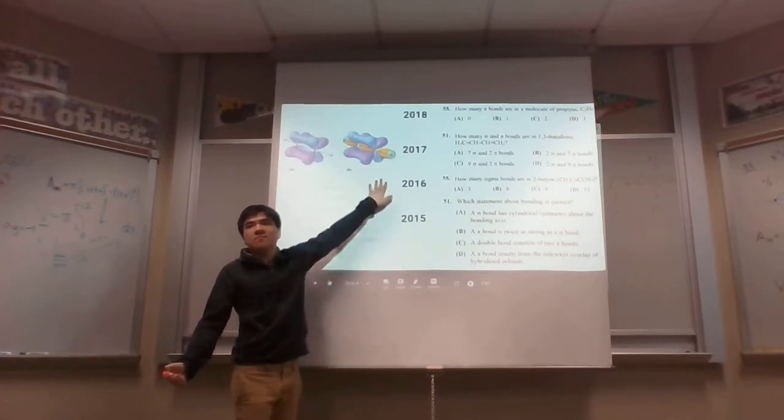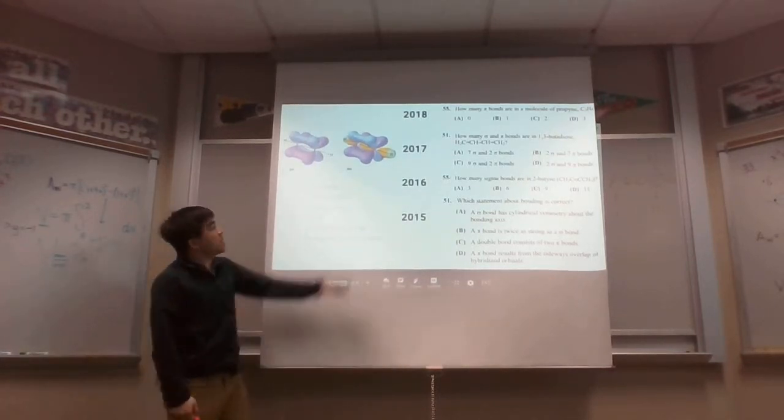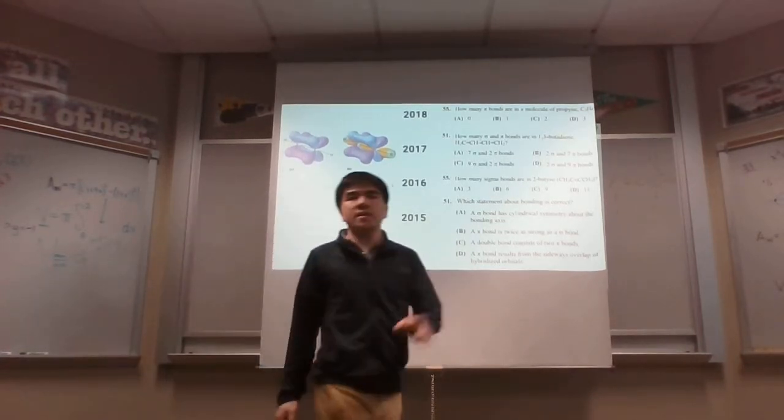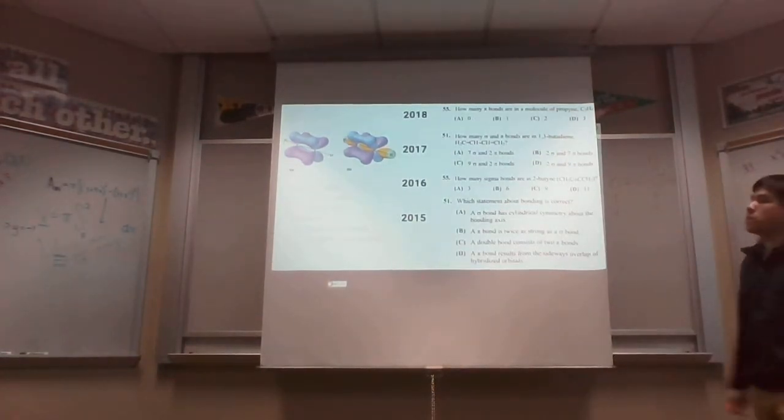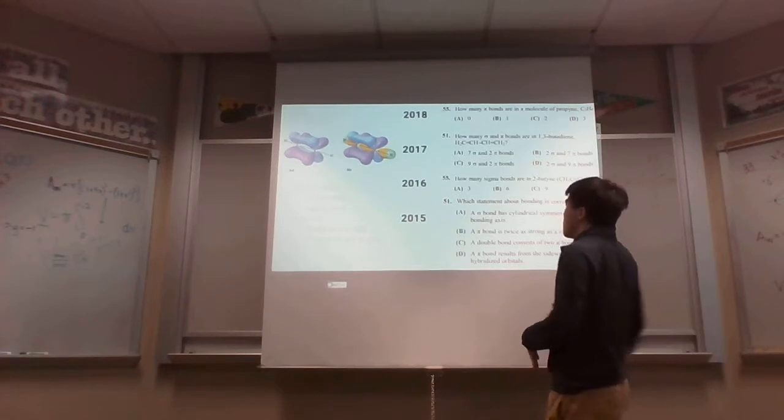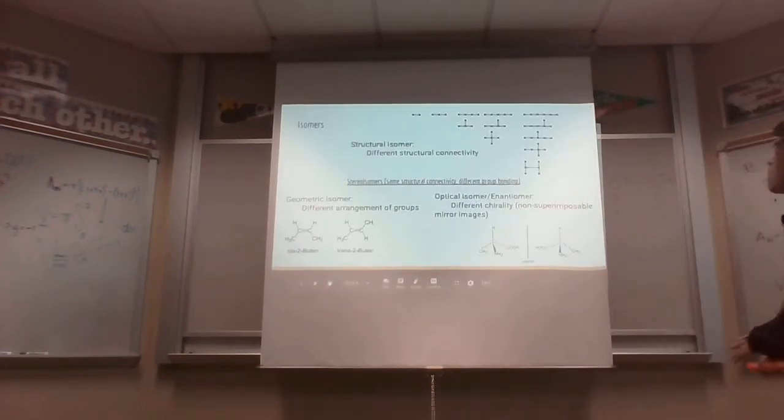Is it the purple one or the yellow one? It is the yellow one. The yellow one is the sigma one. Sigma is along the axis, it's the yellow one. And then pi is the purple and blue. It's perpendicular. Alright, 2 slides forward. So I think we're good.